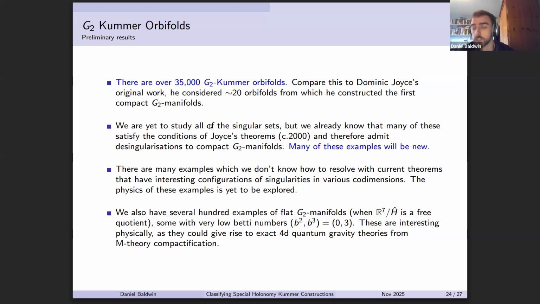We're yet to study all of their singular sets. This takes a long time, but we already know that many of these will satisfy the conditions of Joyce's theorems that he used to construct these compact G2 manifolds. Therefore they will admit desingularizations and give many new examples of compact G2 manifolds. That's interesting for M theorists and also for mathematicians. There are many examples which we don't know how to resolve yet with the current theorems, but these still have interesting configurations of singularities in various dimensions.